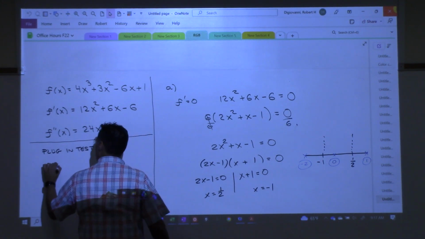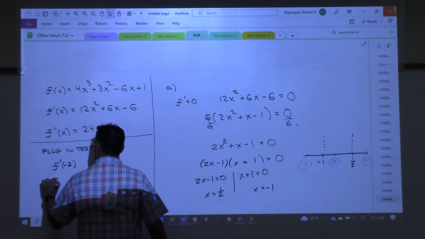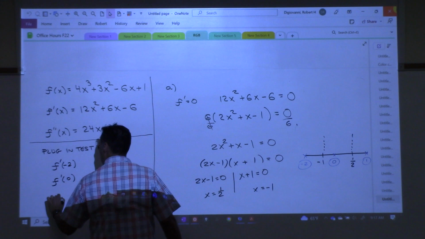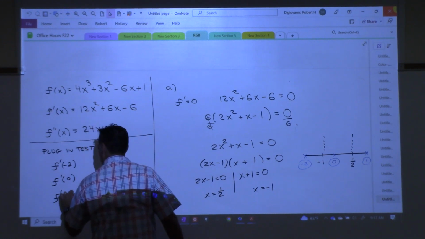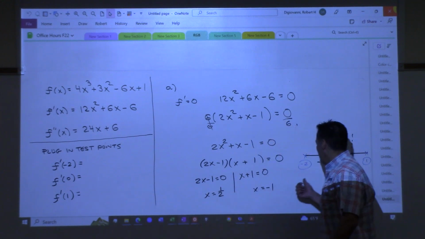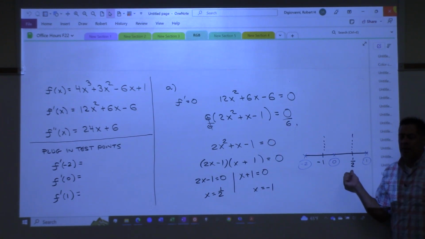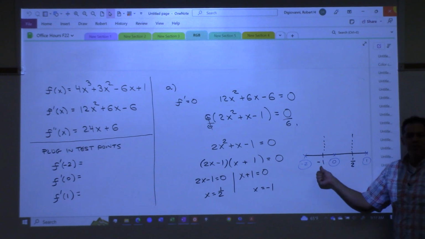So I plug into the derivative, I plug -2. Into the derivative, I plug 0. Into the derivative, I plug 1. Do y'all see why I'm plugging these numbers, and why I do not plug the -1 and the 1/2 into the derivative? Where do these two numbers come from?